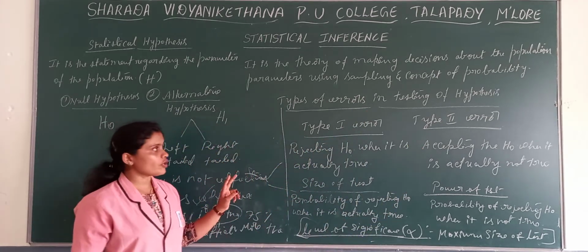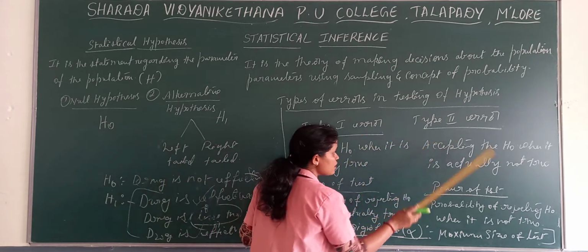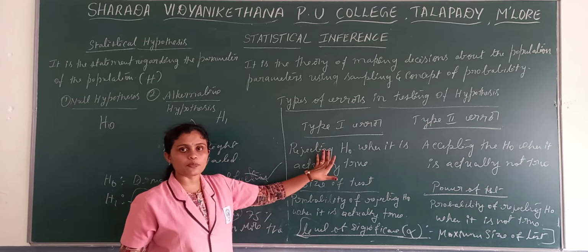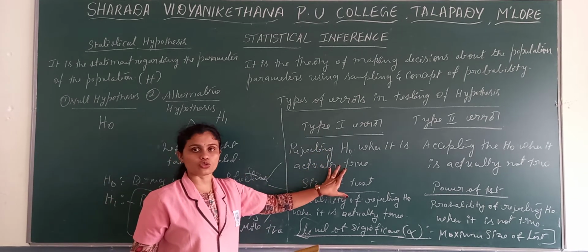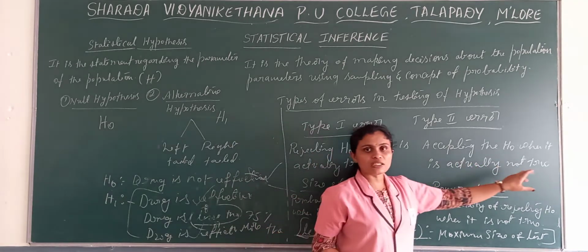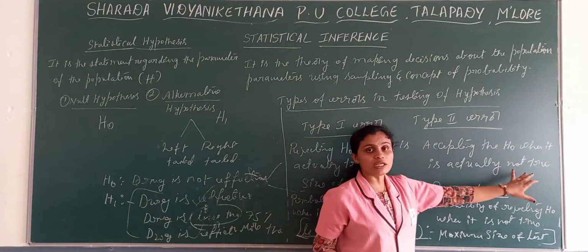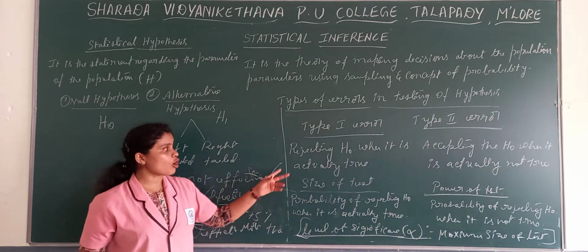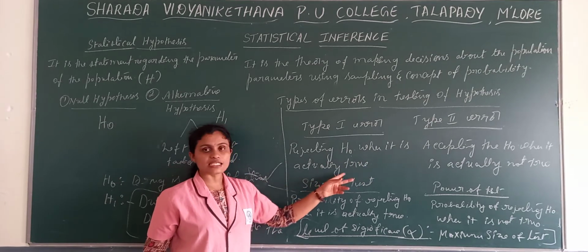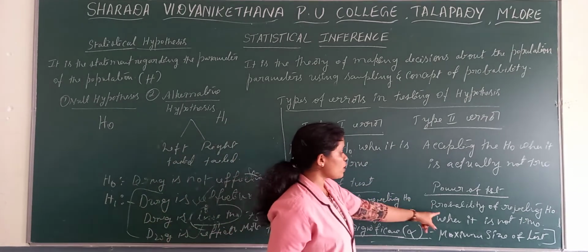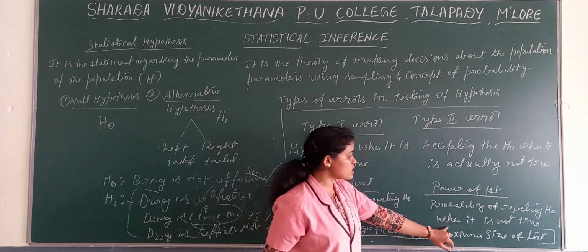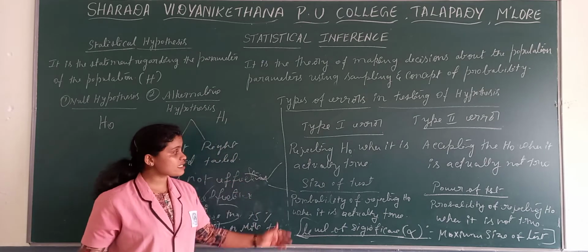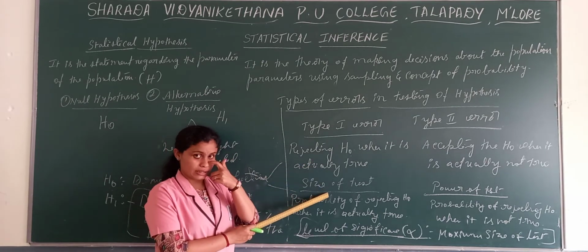So there are two kinds of errors, that is type 1 error and type 2 error. Type 1 error is rejecting the null hypothesis when it is actually true, and type 2 error is accepting the null hypothesis when it is actually not true. And then comes the size of the test. It is the probability of rejecting the null hypothesis when it is actually true, and power of test is the probability of rejecting the null hypothesis when it is not true. Then comes the level of significance. It is the maximum size of the test.